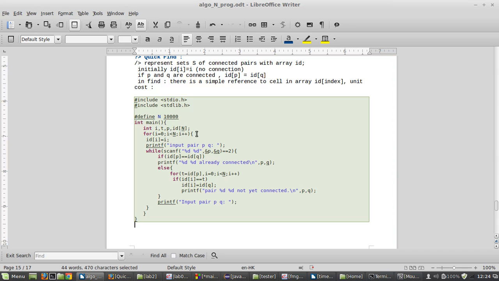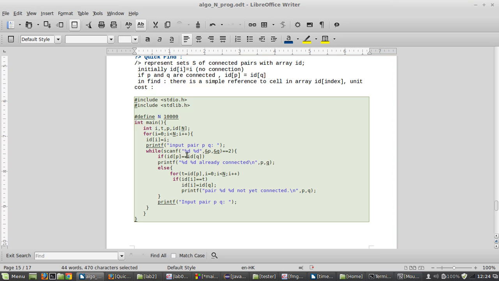And here I present you also the algorithm, and it's a C algorithm. The basic concept of quick find is to find whether a pair is connected or not. So the algorithm goes in this concept. Let's check out what the algorithm says.